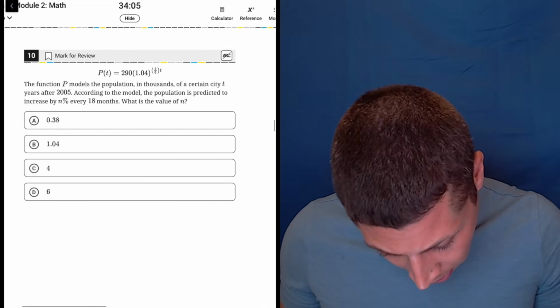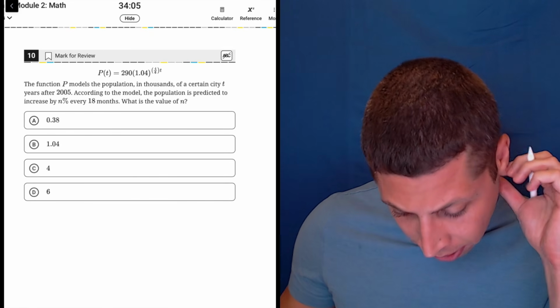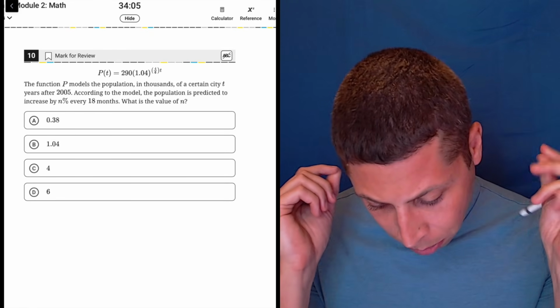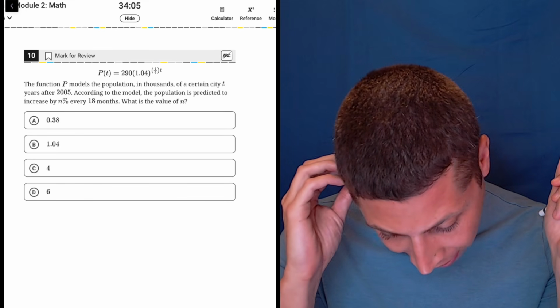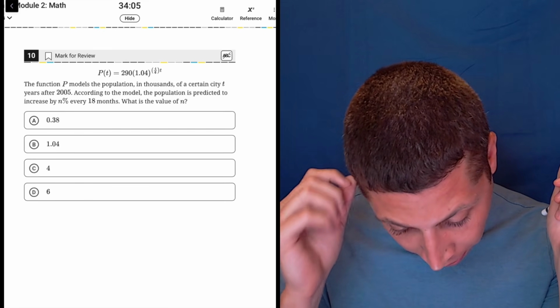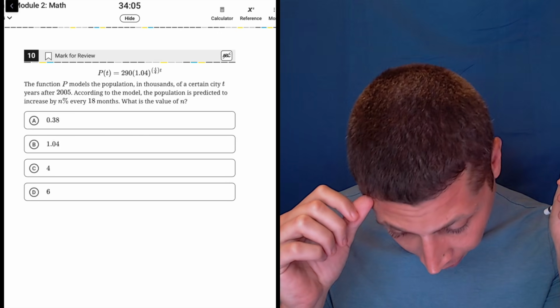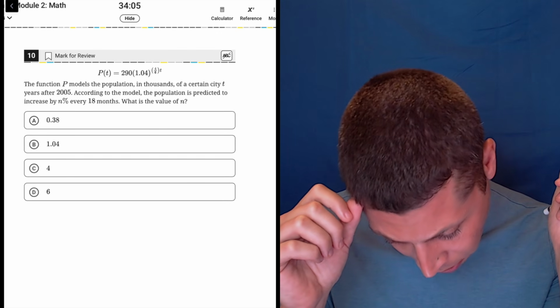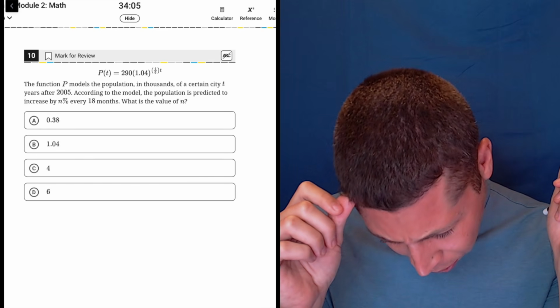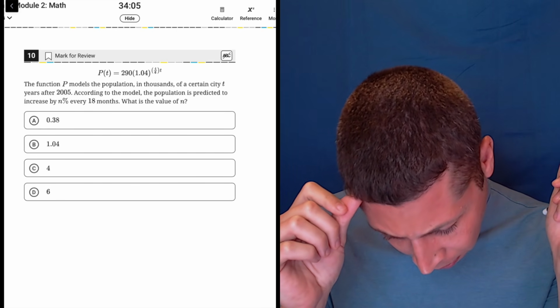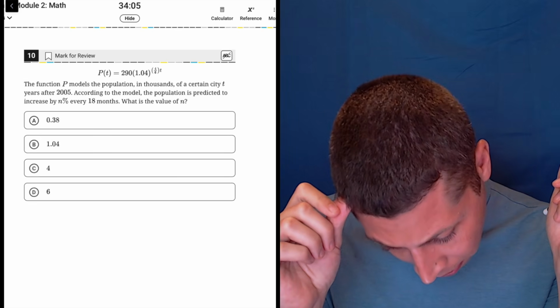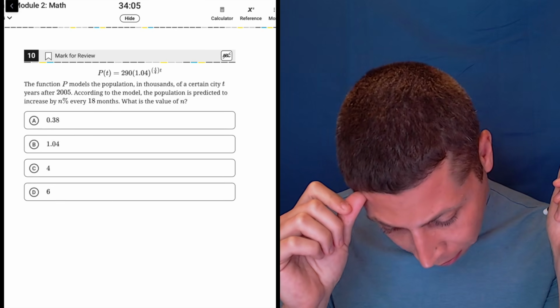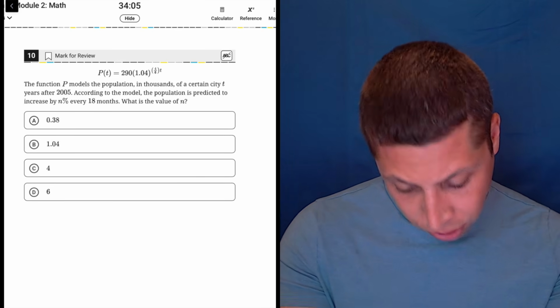25 minutes. Function P models the population. According to the model, the population is predicted to increase by n% every 18 months. What is the value of n? Okay. All right, B feels like a trap, right? So city, T years after 2005. According to the model, the population is predicted to increase by n%. Okay, so let's just figure this out, right?